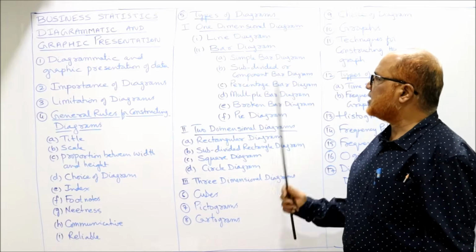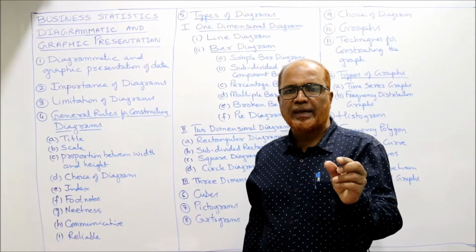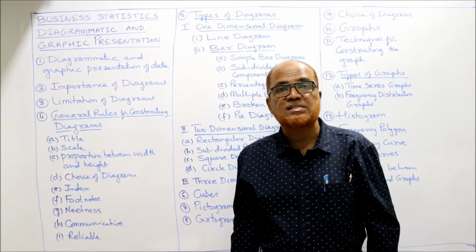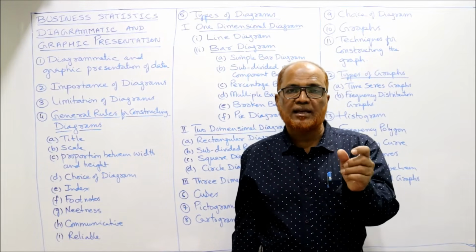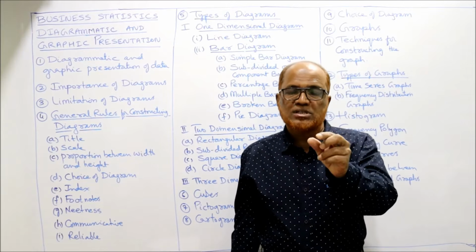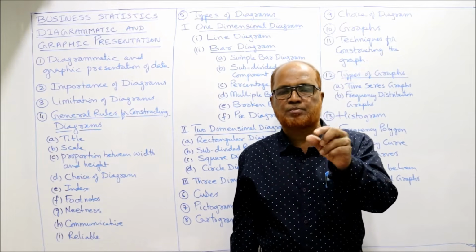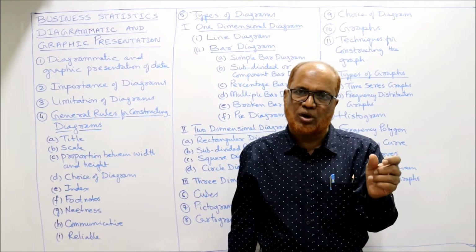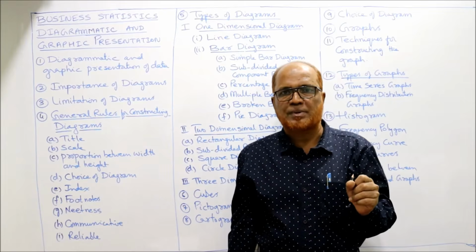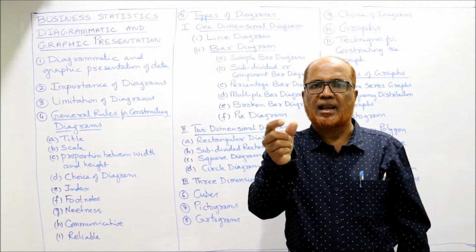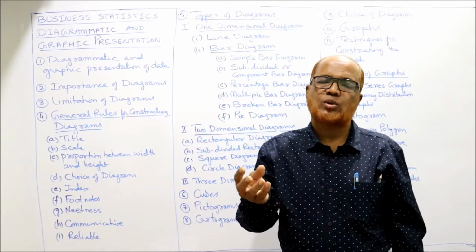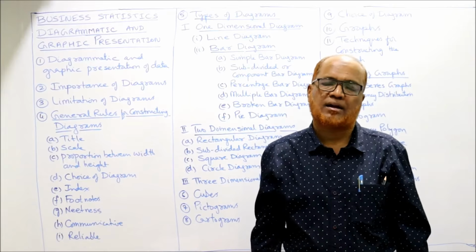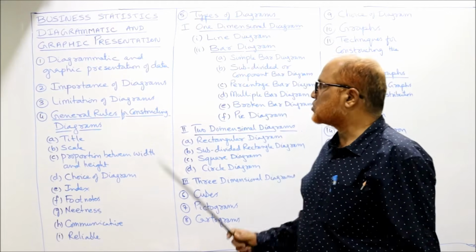Then we have percentage bar diagram. Instead of showing the actual values in the bar diagram, we are calculating the percentages. How much is the percentage of administrative expense? How much is the percentage of marketing expense? How much is the percentage of research expenses? All these expenses we are calculating as percentages, and instead of showing the actual values in the bar diagram, we are showing the percentages. So this is called percentage bar diagram.